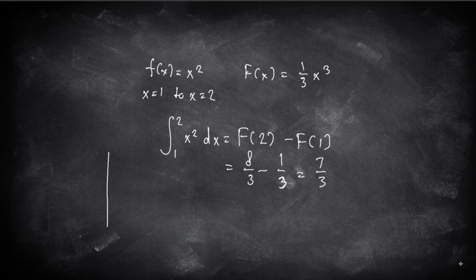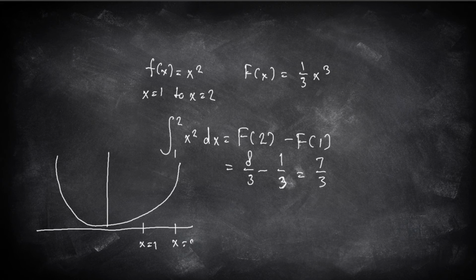So how this looks would be this parabola at x equals 1 and at x equals 2. Let's just draw the lines up to the curve. This area is 7/3, which I think is a really cool property.